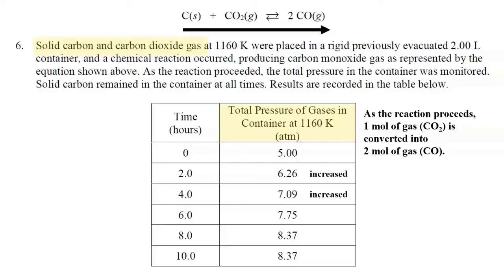At 4 hours, it's 7.09 atmospheres. The pressure continues to increase. At 6.0 hours, it's 7.75 atmospheres. It increases again to 8.37 atmospheres at 8 hours, but then from that point onward, the total pressure of gases in the container remains constant.